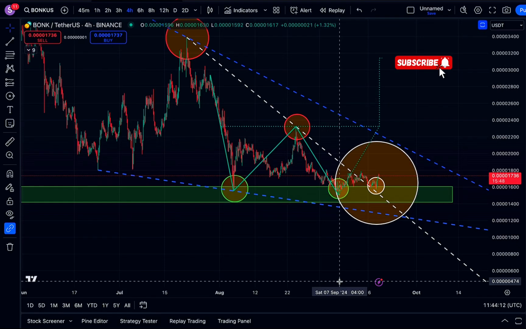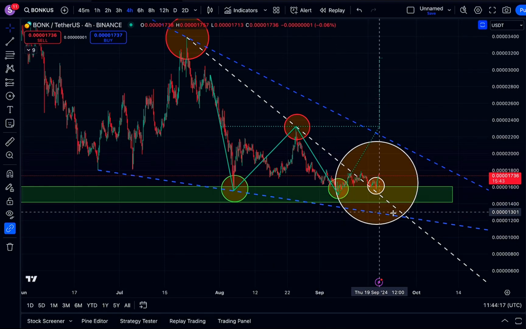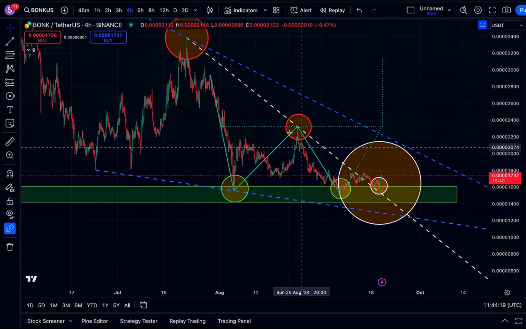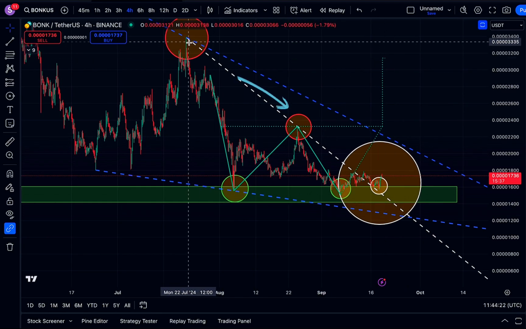This is a major breakthrough for bonk. Let me show you why. As you can see on this bonk chart, bonk just broke an interesting descending triangle.